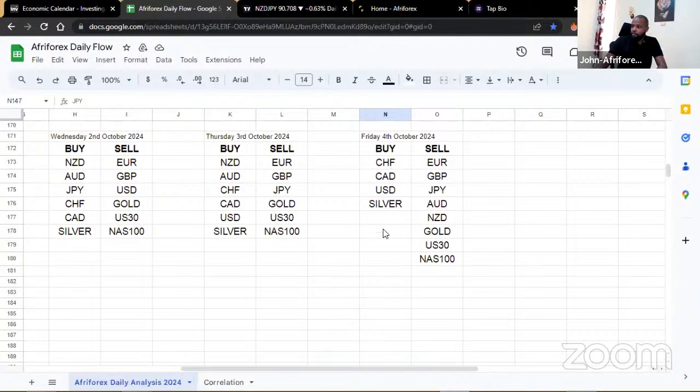We'll start off by mixing and matching up the CHFs against everything on the sell, the Canadian dollar pairs. Then we'll move on to the USDs, mix and match up the USD with everything on the sell side, then finish off with the indices and the commodities.